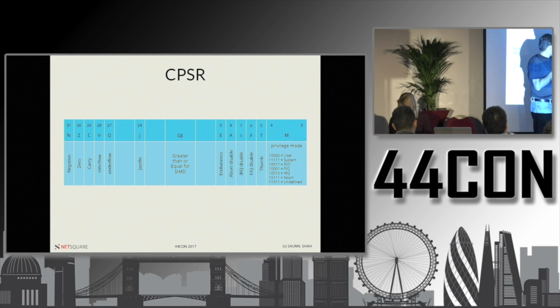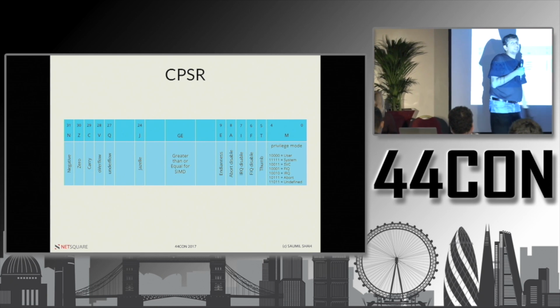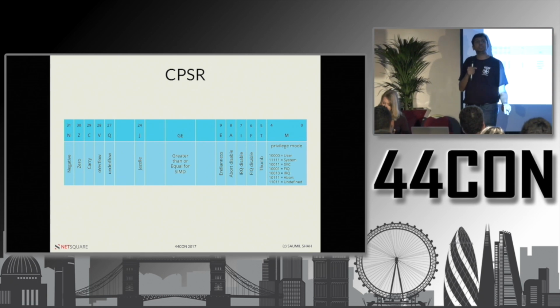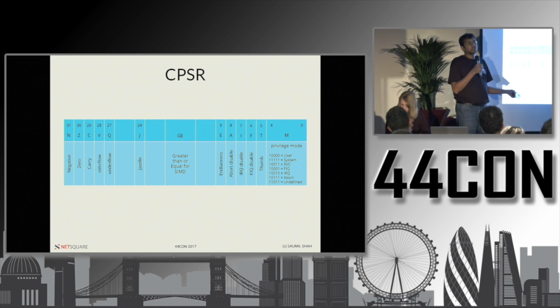Bit number 6 is the thumb flag. If it is set, the CPU is in thumb mode. If it is not set, the CPU is in ARM mode. Then there is the endianness flag. This 24th bit is the Jazelle flag.